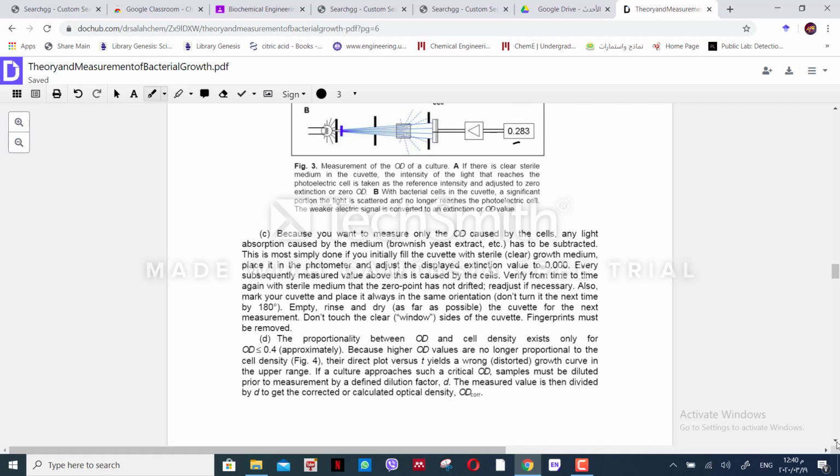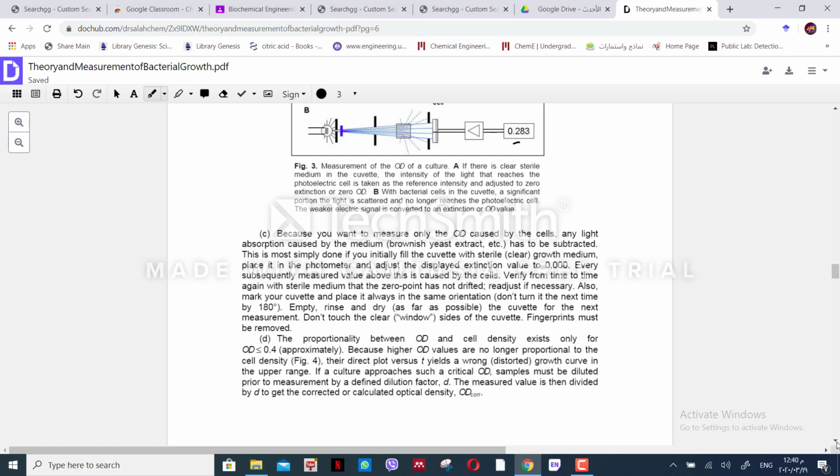Every subsequently measured value above this is caused by the cells. Verify from time to time again with a sterile medium that the 0 point has not drifted. Readjust if necessary. Also make sure to place your cuvette always in the same orientation. Do not turn it the next time by 180 degrees. After each reading you have to empty, rinse and dry the cuvette as well as possible for the next measurement. Do not touch the clear window side of the cuvette.